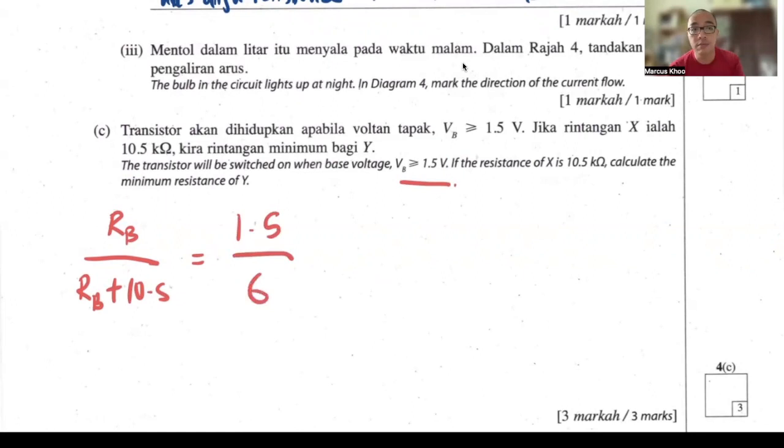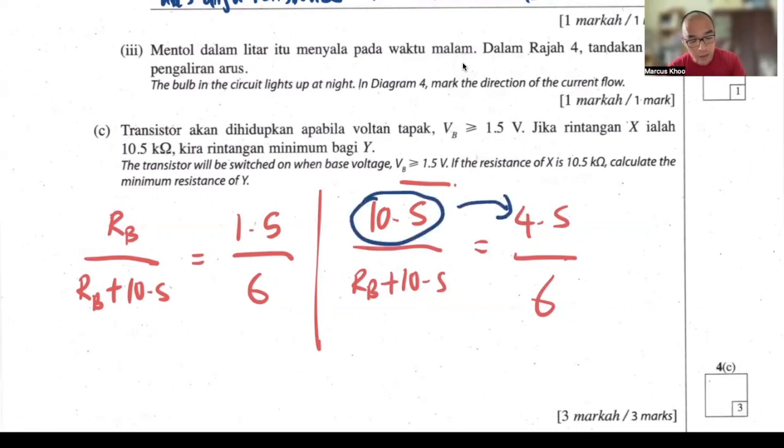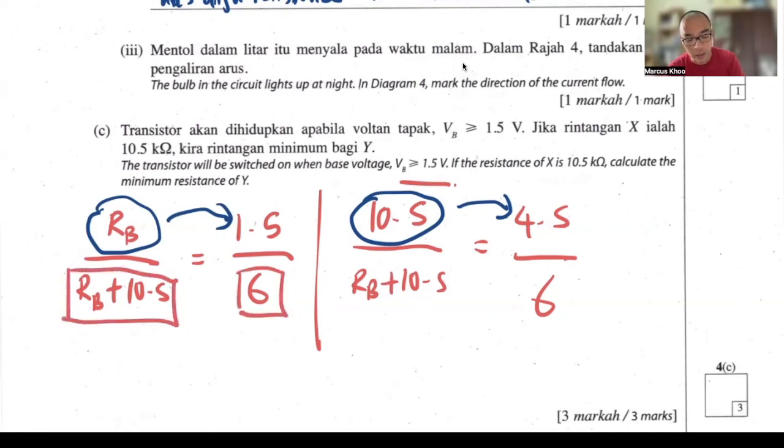This is one possible way to do this. If you feel that it's easier to use the other one, this would be 10.5 over RB plus 10.5 equals 4.5 over 6. Either one of these is fine. The most important thing is that it must tally. The resistance that you want to calculate must tally with the voltage that is provided there. At the bottom, it never changes. It must always be total resistance and total voltage.